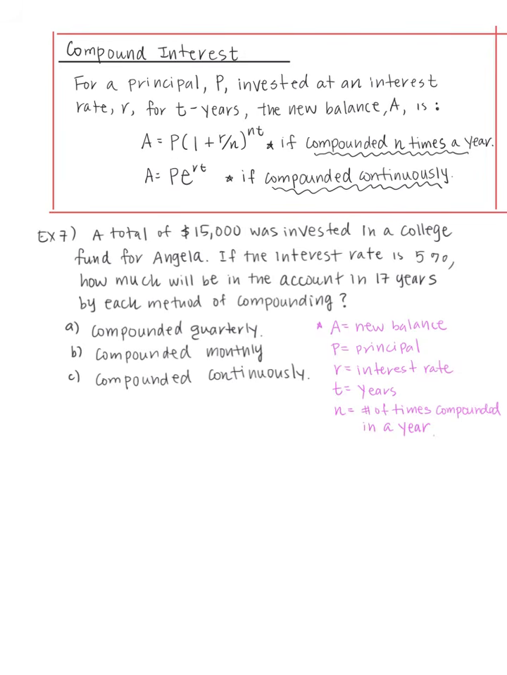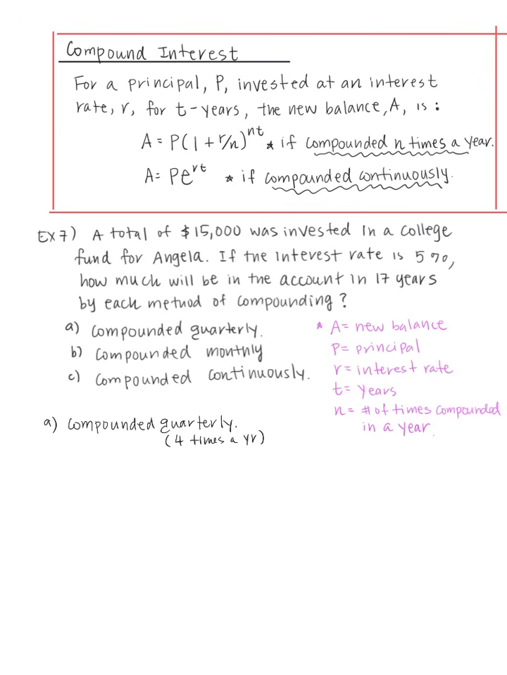For both equations above for the compound interest, A stands for the new balance, P is principal, which means how much money you started out with, R is the interest rate, T is in years, N is the number of times compounded in a year. Let's try A, compounded quarterly. Now quarterly, the word I cannot say, is 4 times a year. So let me just write it, 4 times a year.